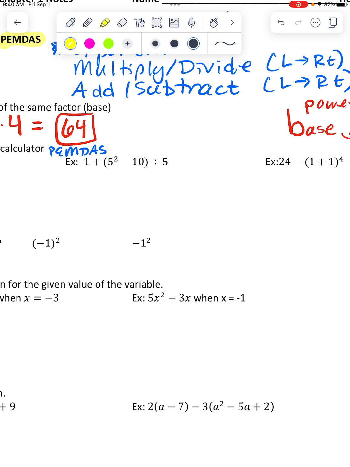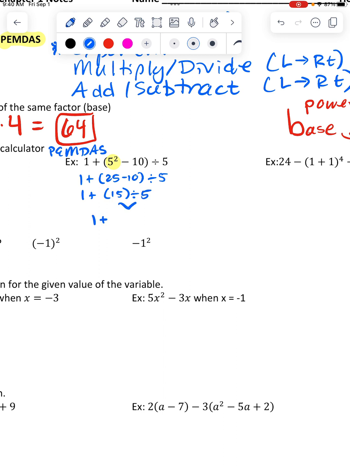Now here you're going to see that you do have a power, and it's inside the parentheses. So inside the parentheses, that gets done first. So this becomes a 25 minus 10. I'm still working on getting what's inside the parentheses done, so I'm going to have a 15 in there. Then the next thing I need to do is this division.